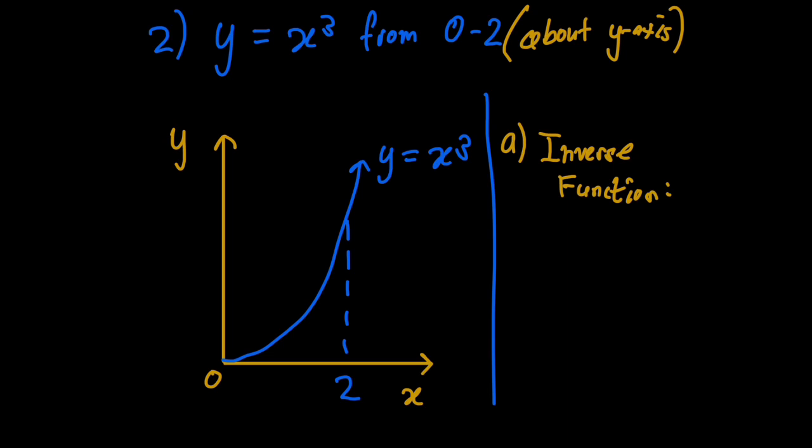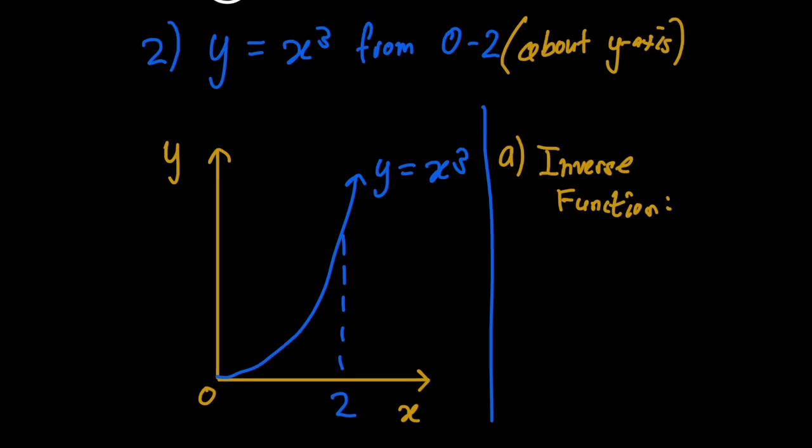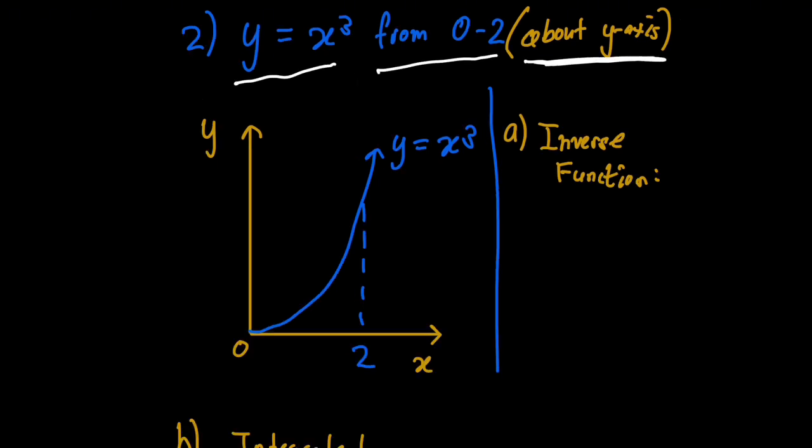Okay, now let's move on to our next question. This one's slightly trickier, but it follows the same process. We need to find the volume of y is equal to x cubed from 0 to 2 about the y-axis. So in this case, what's happening is this function is rotating this way across the y-axis. In the last question, we had it like this. But that's not the case anymore.